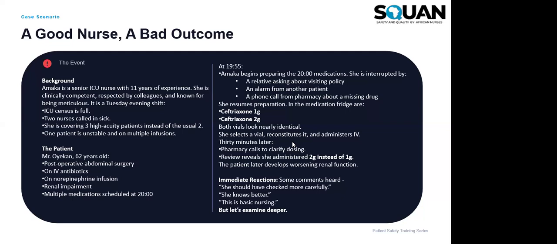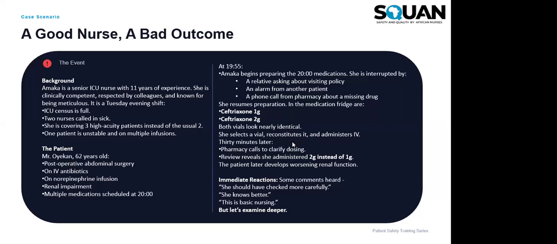She went to the fridge and picked, and in the fridge there were 2 different doses of ceftriaxone: ceftriaxone 1 gram and ceftriaxone 2 grams. Now, these medicines are from the same manufacturer and the vials look alike, right? So she selects one, she reconstitutes it and administers it IV.